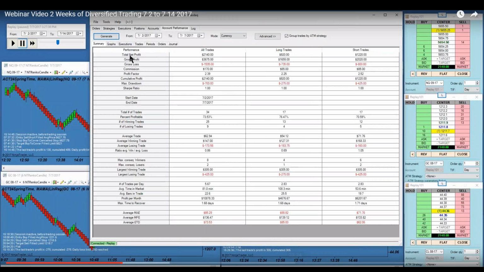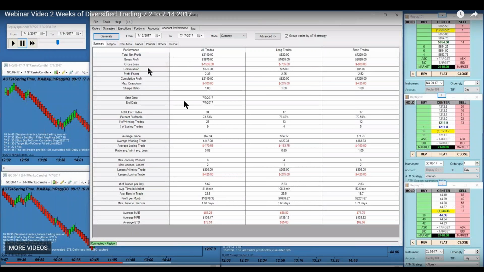Okay, now there's your numbers right there. You see your total net profit of $21.40. Now, if you look over here in your Ninja Domes, you're flat, and each one of them have that number. So that's the total for the week.